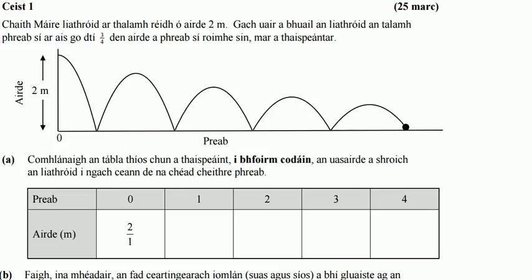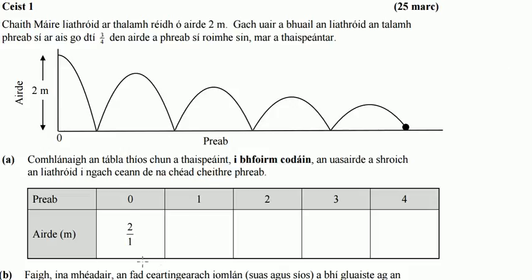We're told that Moira throws a ball from a height of 2 meters. Every time the ball bounces, it just goes back up to a height of 3/4 of that height, as we're shown in the diagram. So the first thing we're asked to do is complete the table to show the maximum height reached by the ball on each of the first 4 bounces.